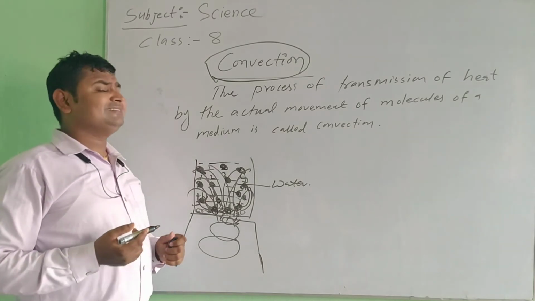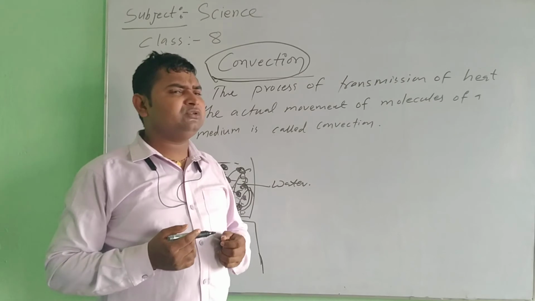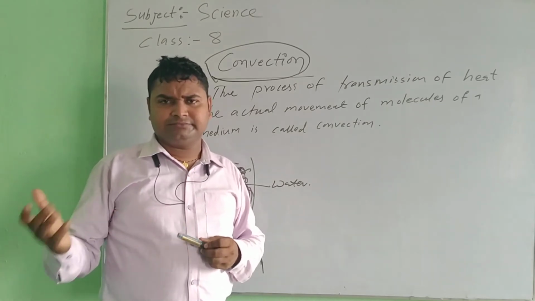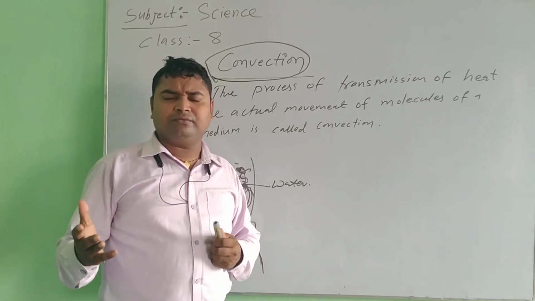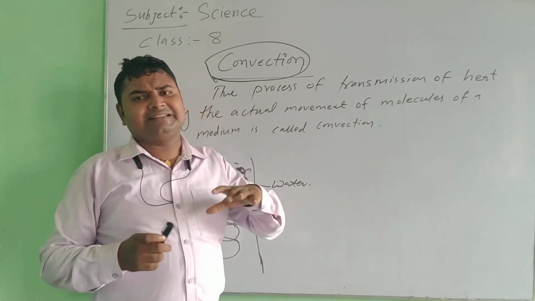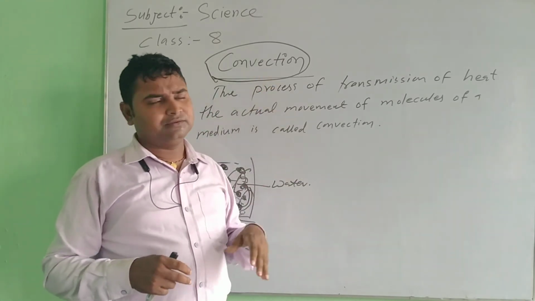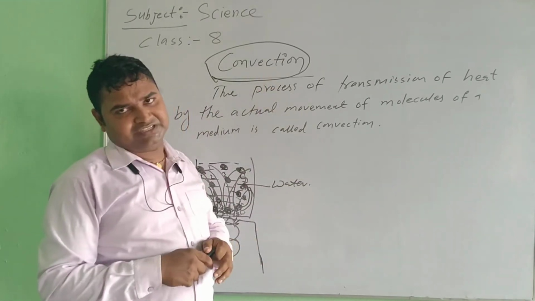Now, for example, you will see the sea breeze, the air blowing. In the daytime, you have seen air goes from sea to land, and at night from land to sea. That is the gentle air blowing. That is also the convection process.